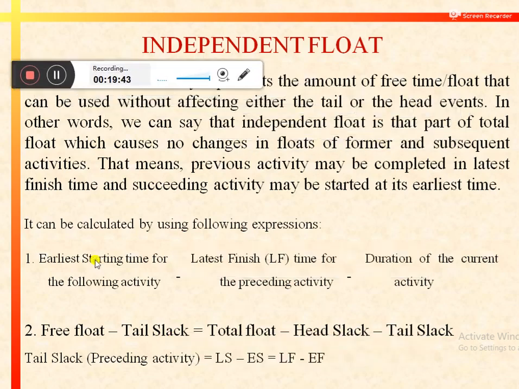Further, there is a second expression that we can use, that is free float minus tail slack, or further it can be expanded as total float for that particular activity minus head slack minus tail slack. So head slack is calculated for the succeeding activity and tail slack is calculated for the preceding activity. So by reducing these two slacks from the total float, we can find the independent float for a particular activity.